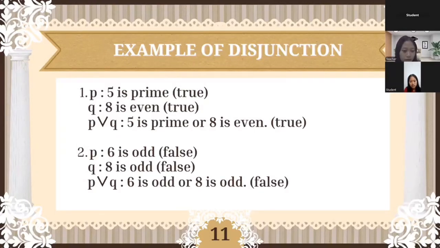P: 5 is prime. Q: 8 is even. P or Q: 5 is prime or 8 is even, which is true. Number 2. P: 6 is odd, which is false. Q: 8 is odd, which is false. P or Q: 6 is odd or 8 is odd, which is false, because P is false and Q is false, so P or Q is false.